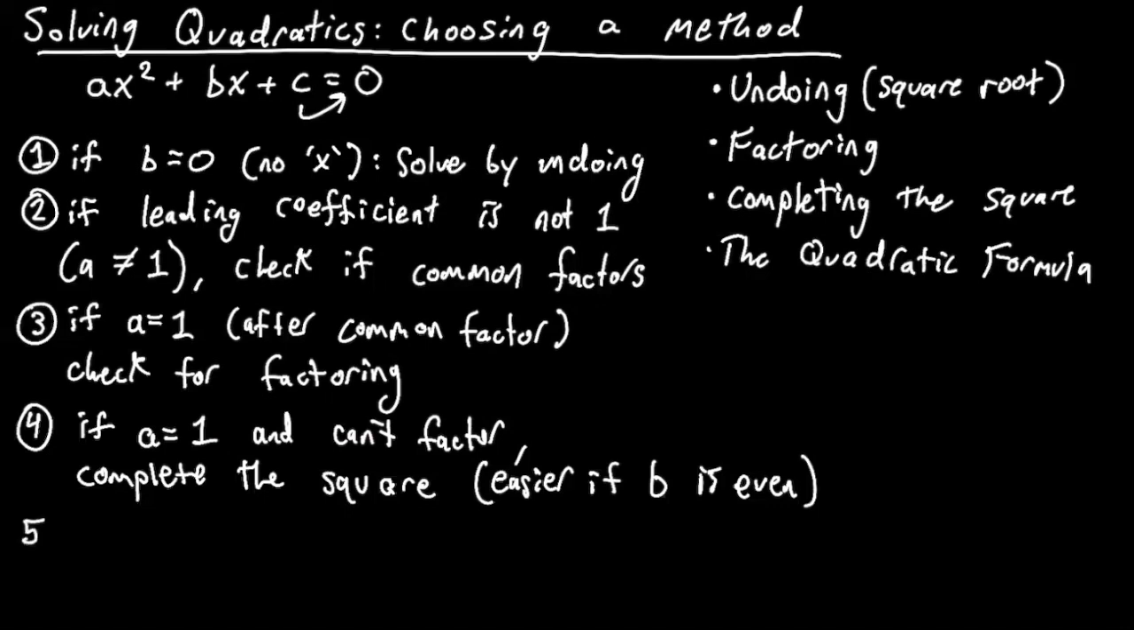Finally, number 5, if a is not equal to 1, so either you start off with an a value not equal to 1 and there are no common factors, or after taking out common factors you still have an a value that's not 1, at that point you could check for factoring, but I would recommend using the quadratic formula.